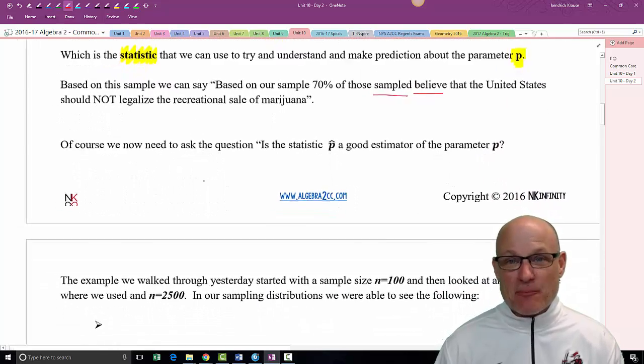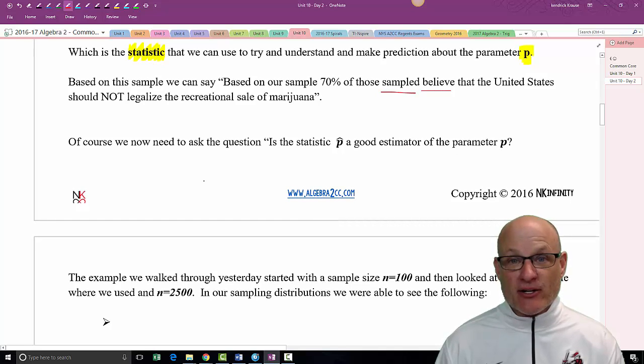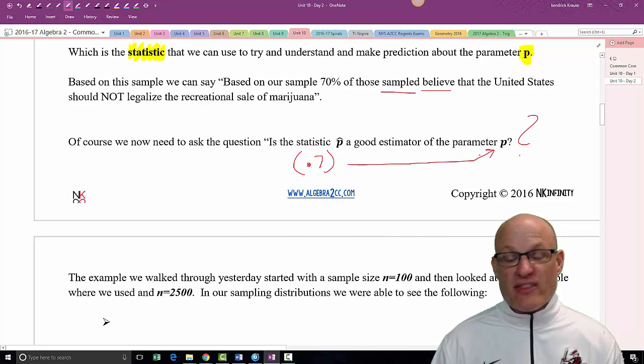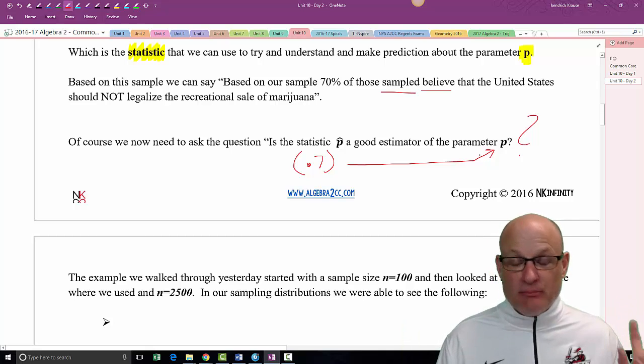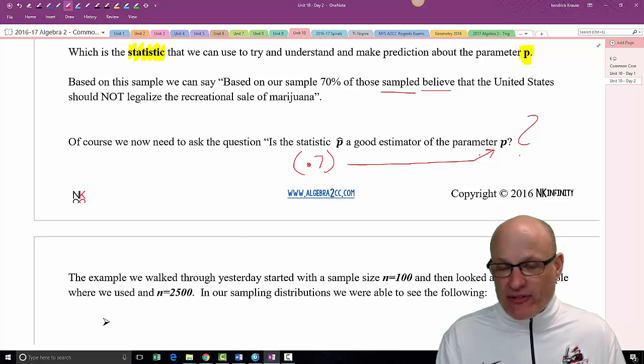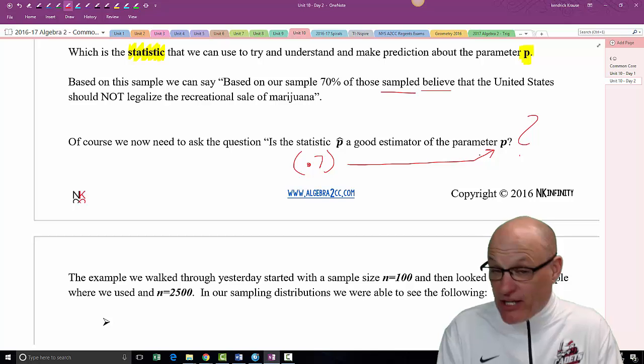Is the statistic p hat a good estimator of p? And that really is it. What we're saying here is, does our estimate of 0.7 give us a good estimate of what the actual 200 million people that can vote believe? Do we believe that 0.7 or 70% of the population believe this or not? Is it a good indicator?